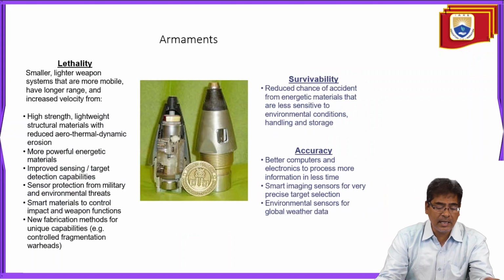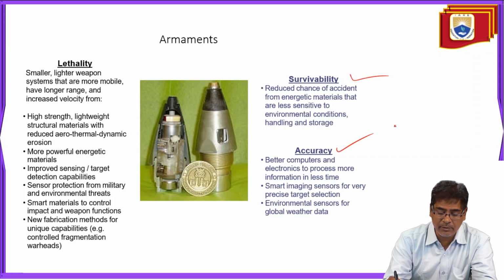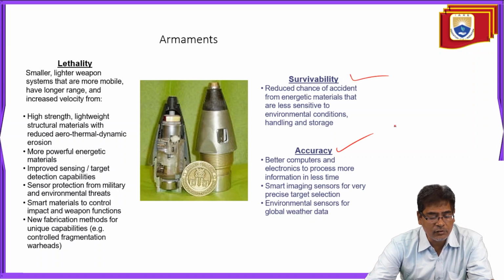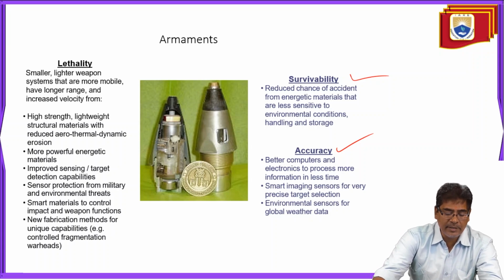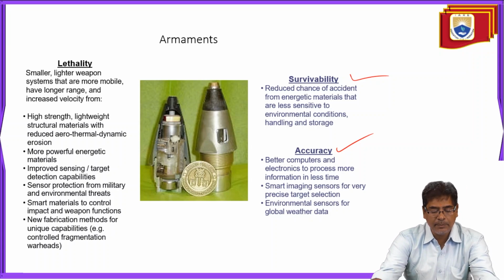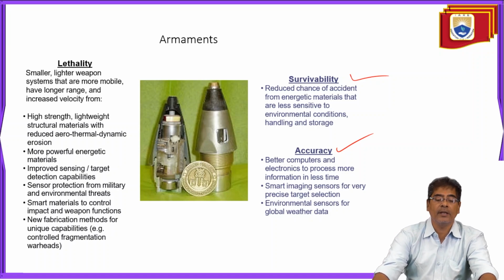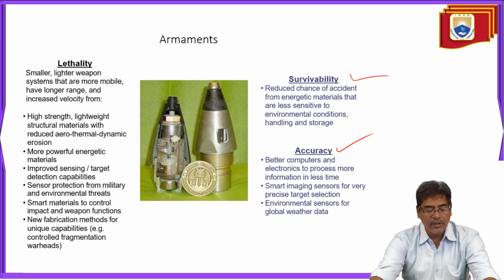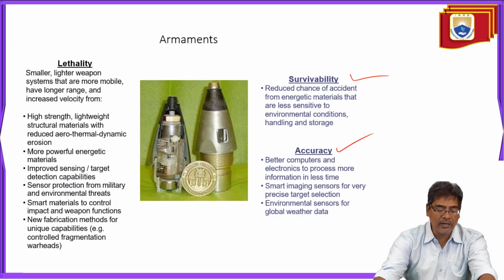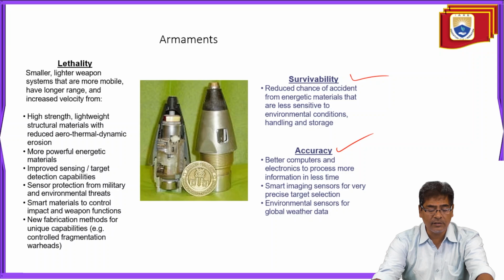So we have some armaments. So we have lethality, and we have survivability and accuracy. When we have lethality, we have smaller, lighter weapons, systems that are more mobile, have longer range and increased velocity, from higher strength, lightweight structural materials with reduced aerothermal dynamic erosion, more powerful energetic materials, improved sensing or target detection capabilities, sensor protection from military applications and environmental threats, smart materials to control impact and weapon functions, and new fabrication methods for unique capabilities, for example, controlled fragment warhead.